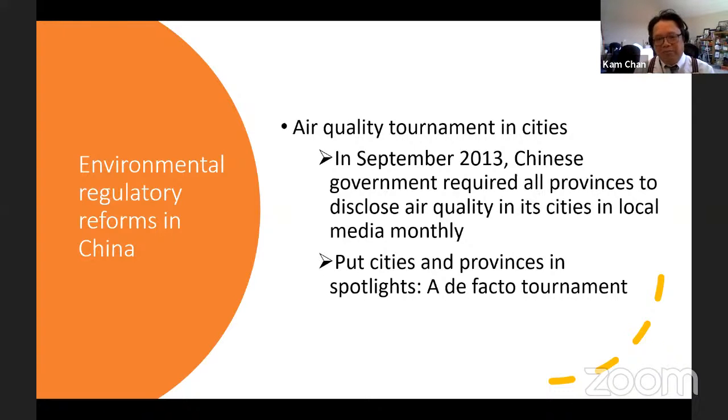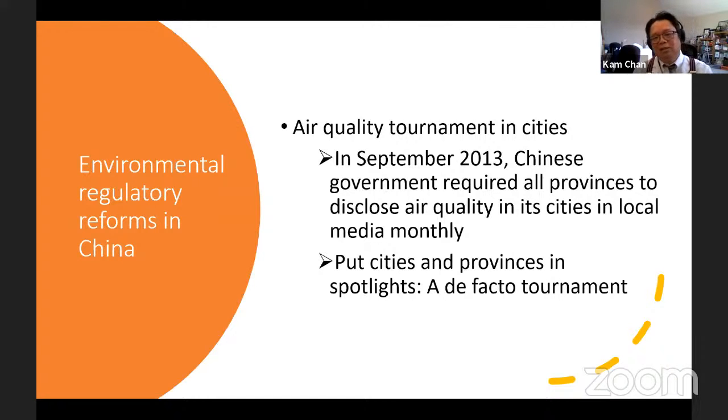And then another interesting, fairly general policy to tackle pollution is the air quality tournament type arrangement. In September 2013, the central government required all provinces to disclose air quality in their cities in local media monthly. So you need to report your air quality. There's an air quality index: the higher the index, the worse the air pollution. They didn't ask for anything else. You just need to disclose in local newspapers, so let the citizens know.